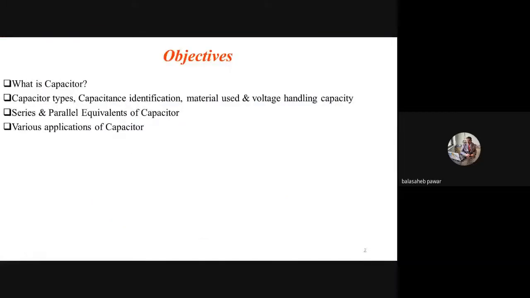Now the objective of this session is: what is a capacitor, then various types of capacitors, how to identify the capacitance of capacitors, then materials used and voltage handling capacity, and then series and parallel equivalents of capacitors and their various applications.